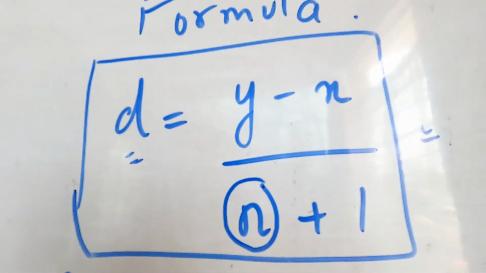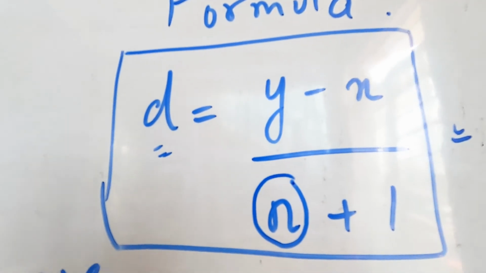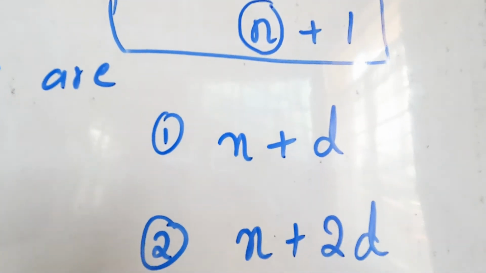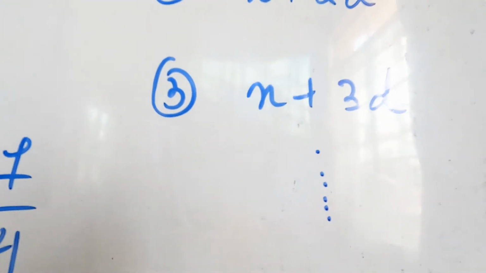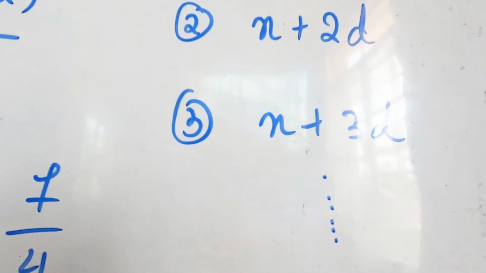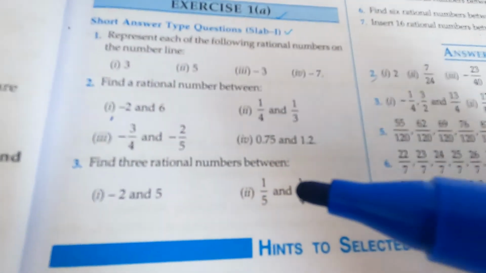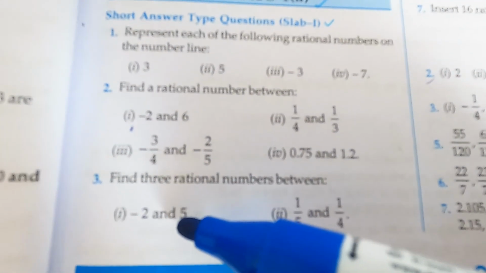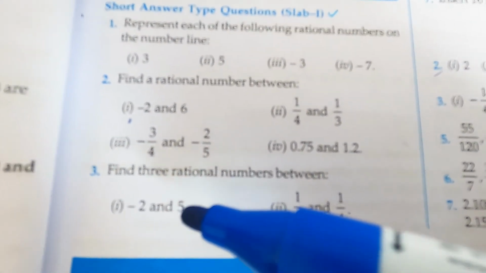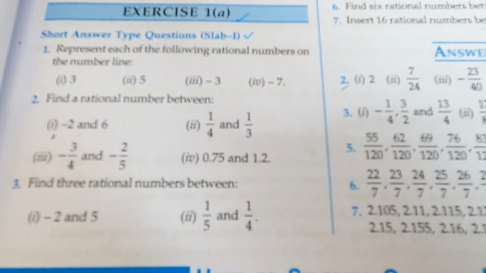All right, so it has become very easy for us to find the three rational numbers simply by using the formula d is equal to y minus x by n plus 1. And after getting the value of d, we will substitute for the first, second, third, fourth, fifth, and so on rational numbers. So this will be your answer. And also for question number 3, number 1 we have done it together. So for number 2, you will do it by yourself.